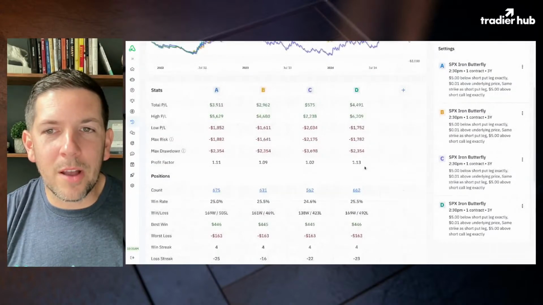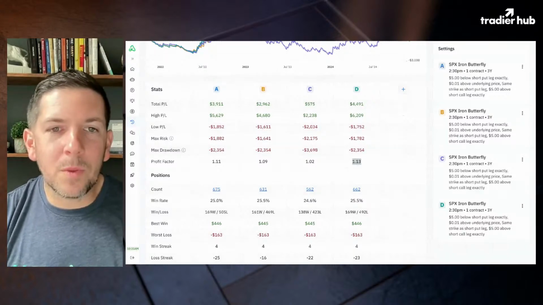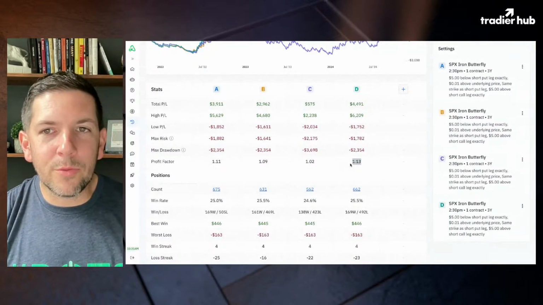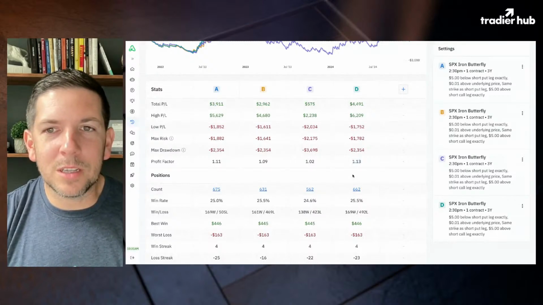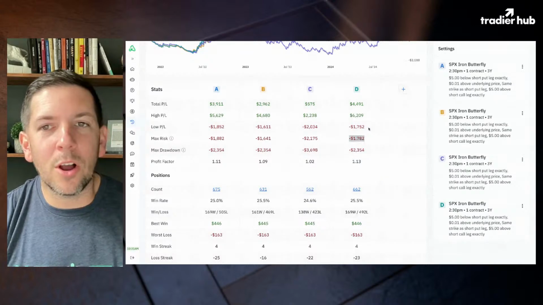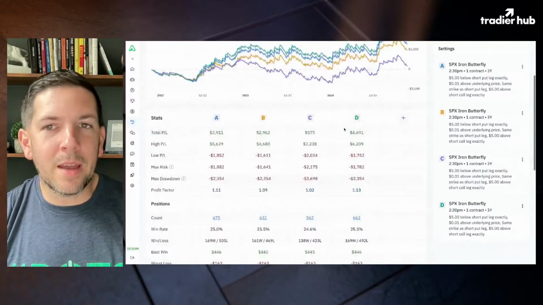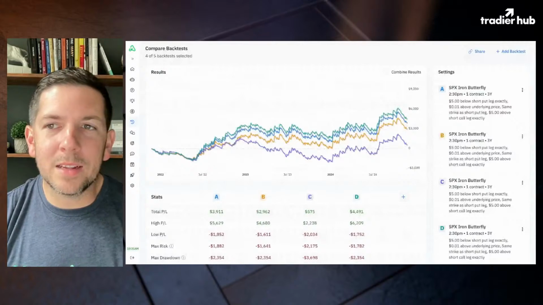You can see our profit factor, which is always a good quick reference, increased from 1.11 to 1.3. So we're using capital a little bit better. And you can see our max risk was a little bit lower overall. So that was good. Our lowest P&L was lower overall. So we're kind of curbing some of that performance by just filtering out the highest days.